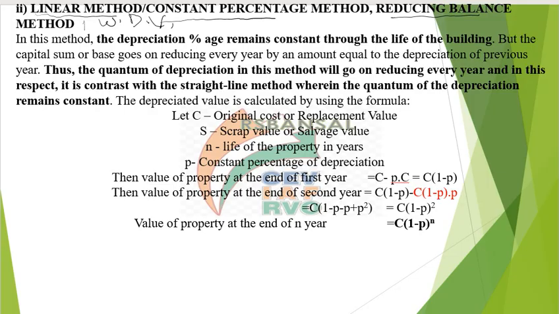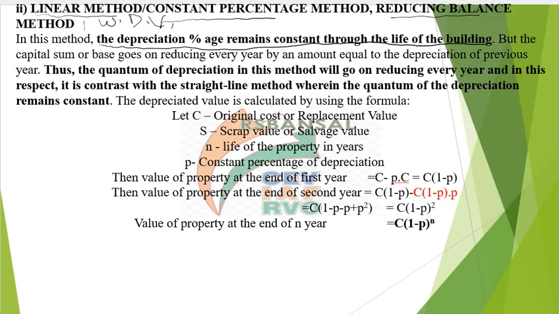There we were assuming that the building depreciates by the same amount every year. But here, remember, we assume the percentage remains constant throughout the life of the building. We assume that the value of the building depreciates by the same percentage every year. So remember, here the depreciation percentage remains constant.